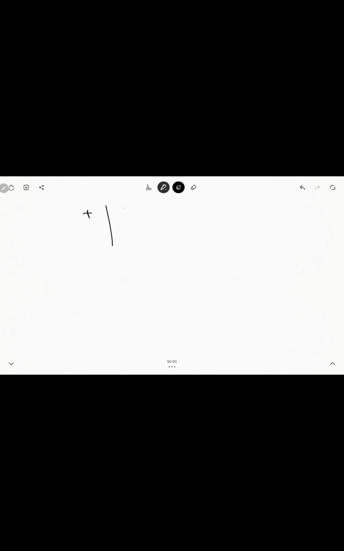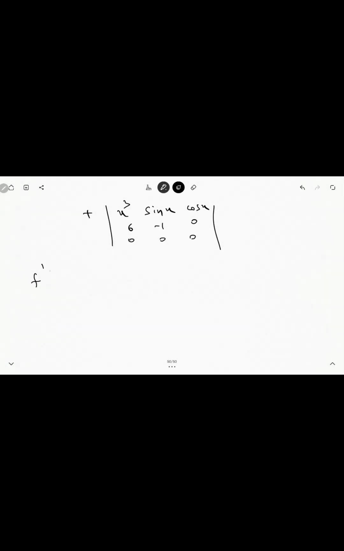Plus, tell me, first row, second row, now as it is, x cube, sin x, cos x; 6, minus 1, 0; again 0 0 0. Complete row zeros means what you get there? It is f dash x. Complete row 0 means we are getting only the first determinant. Remaining 2 will be zeros. Correct?